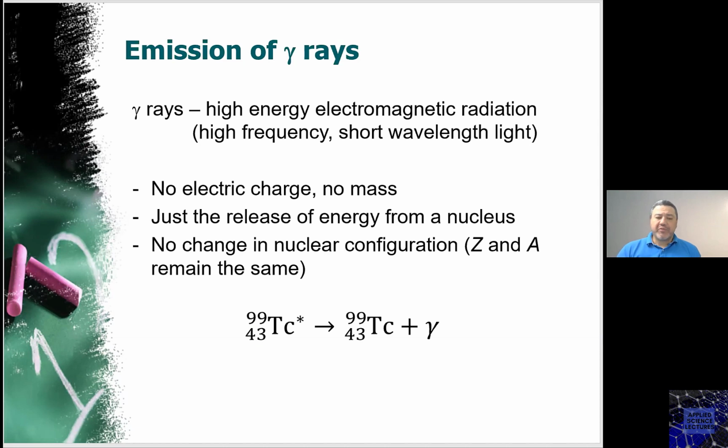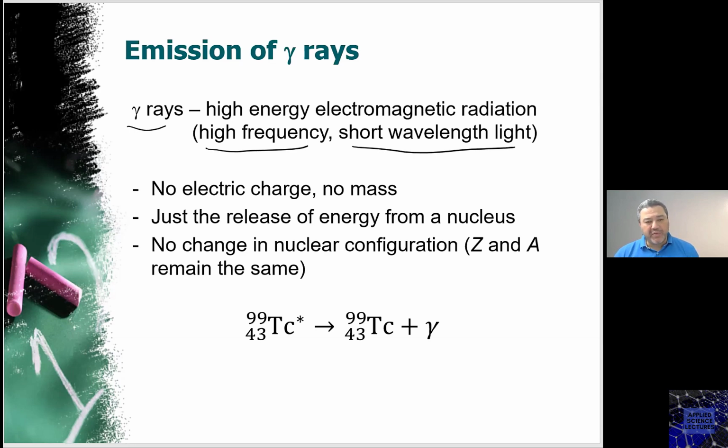The emission of gamma rays is different than what we have seen so far. Gamma rays are high energy electromagnetic radiation, which basically means high frequency and short wavelength light.